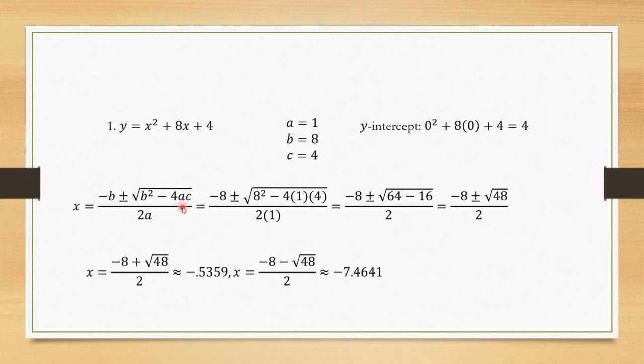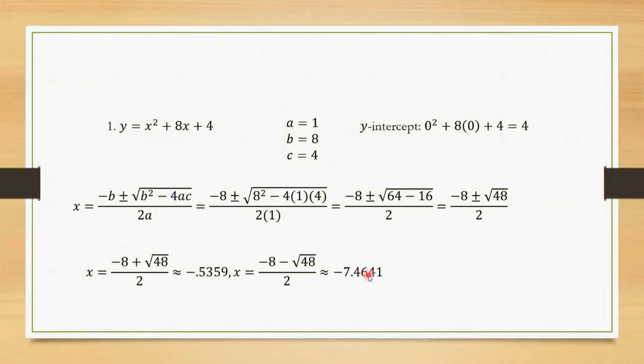So in this case, you would have this. You have your A, B, and C. And your negative B would be negative 8 plus or minus the square root of B squared, which is 8 squared, minus 4 times A times C. A is 1, C is 4, so we have this. Over 2, since A is 1. And if you subtract here, you get the square root of 48. Now, 48, unfortunately, is not a perfect square.